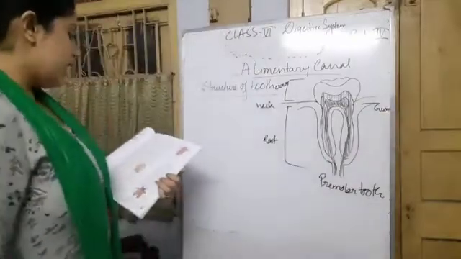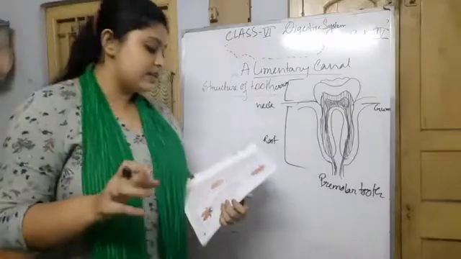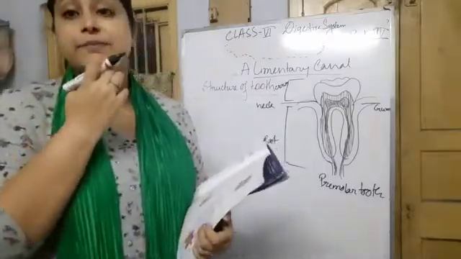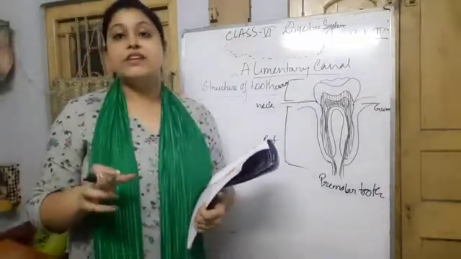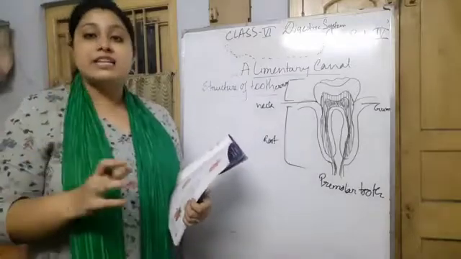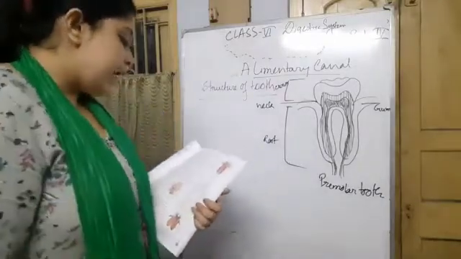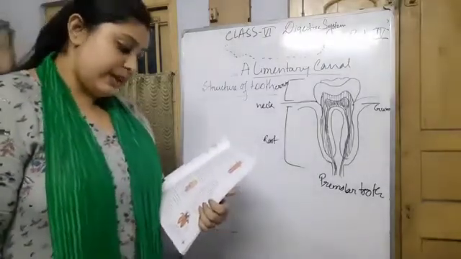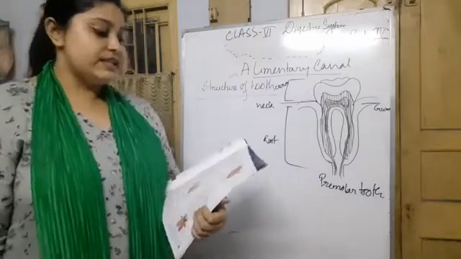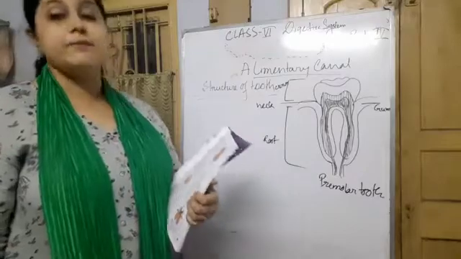The crown is covered with enamel. The enamel is the hardest substance of your body. This part, the whiter part which we can see, is the enamel. Our teeth are covered with enamel, which is why it is the hardest part of our body. Beneath the enamel is dentine, which forms the bulk of the tooth. Beneath the dentine, there is a pulp cavity which contains nerves and blood vessels.